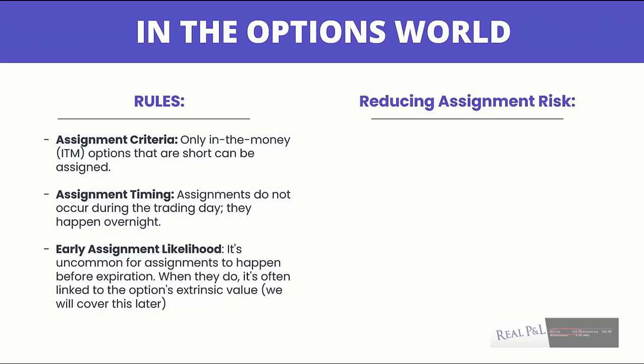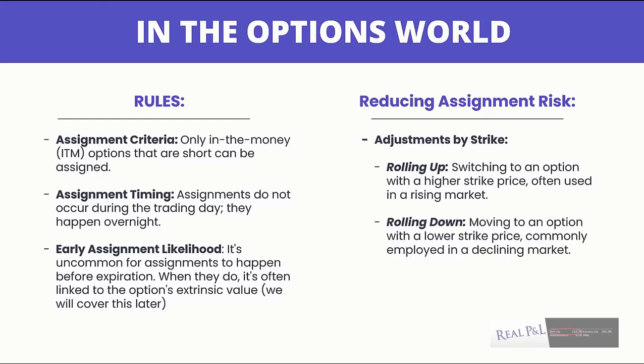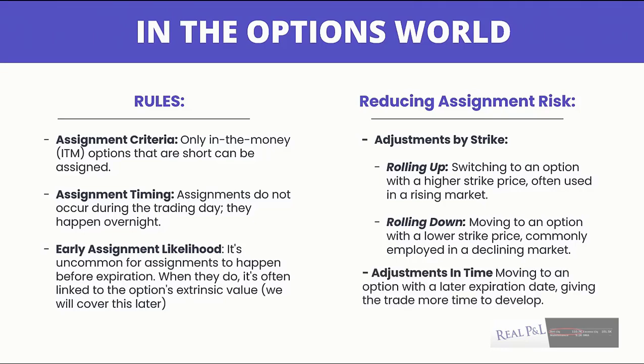Reducing assignment risk, adjustments by strike: rolling up, switching to an option with a higher strike price, is often used in a rising market. Another way to reduce your assignment risk is by rolling down, moving to an option with a lower strike price, commonly employed in a declining market. And another way to reduce risk is adjusting in time, moving to an option with a later expiration date, giving the trade more time to develop.